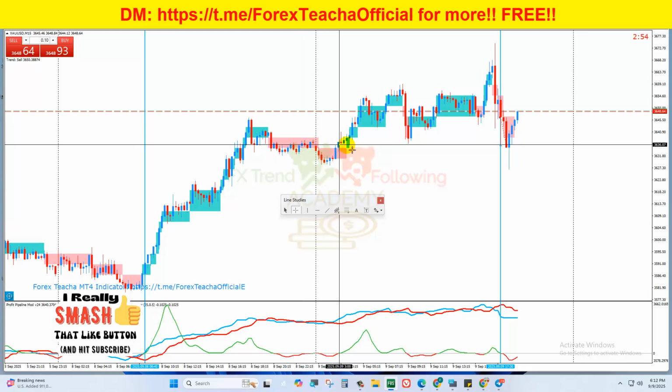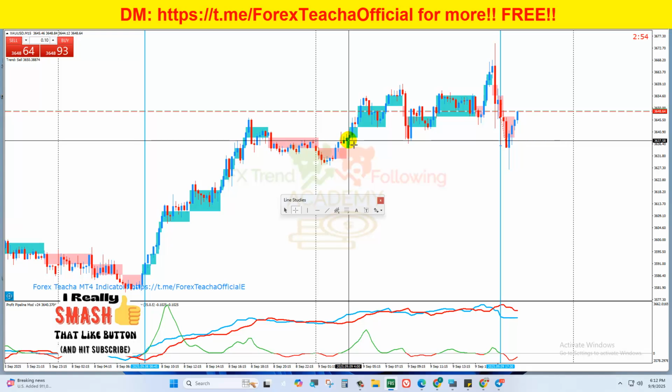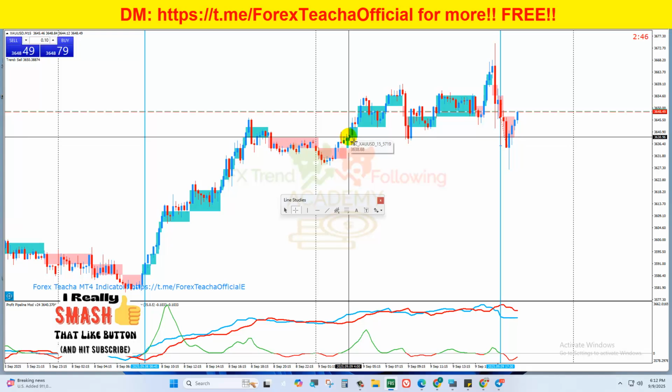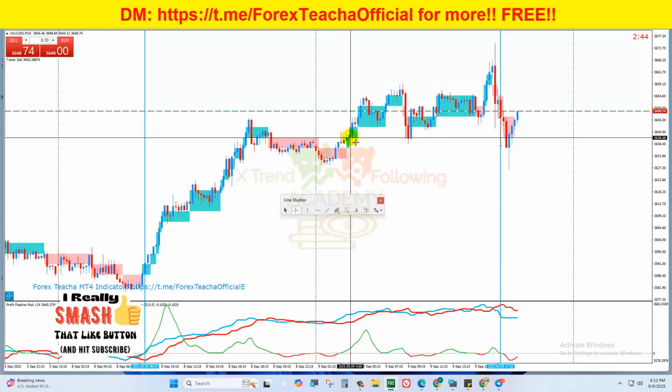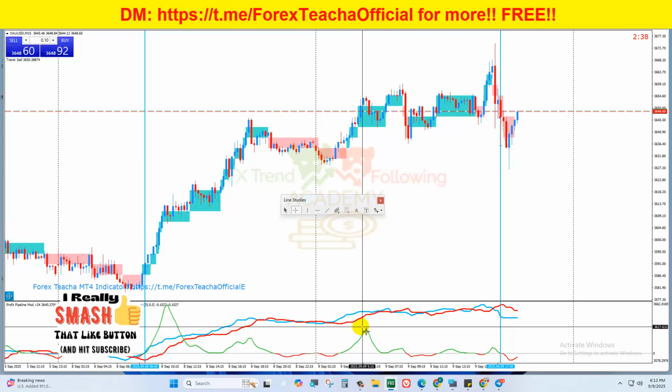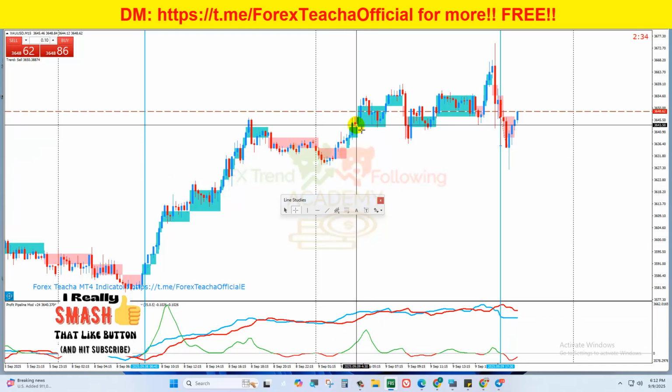So you wait for another signal, which is this one right here. This is still around the Tokyo session, so Asian session. So I was not going to be trading here, but just in case you are there, you can see it turns blue, and then you also see blue above red. You also see green right here, so you can take this trade.